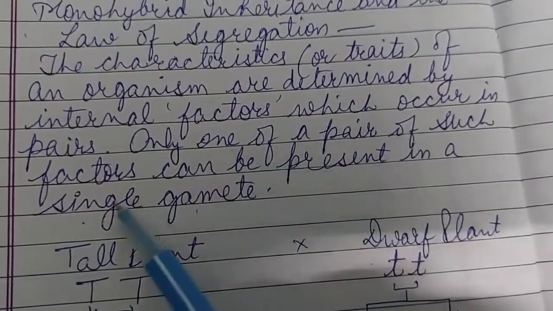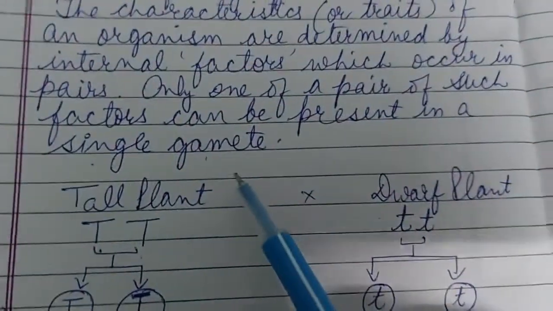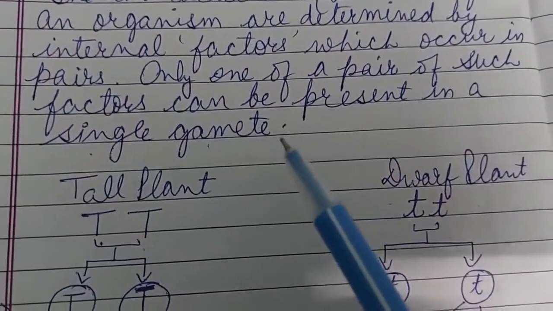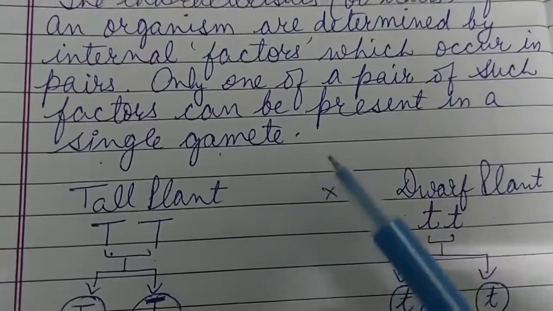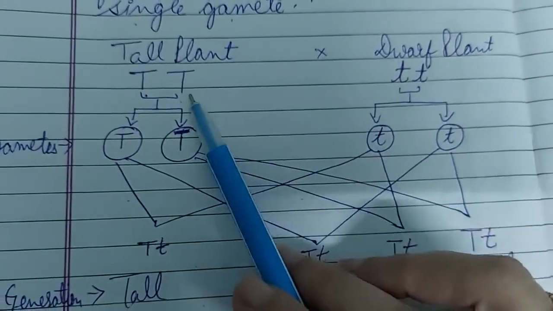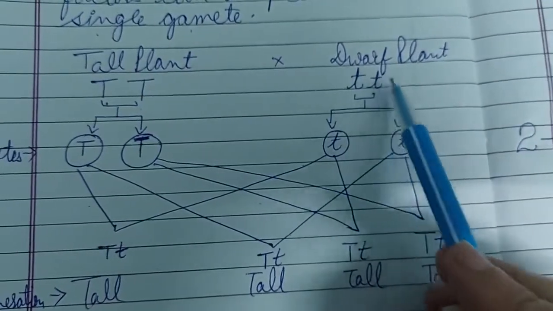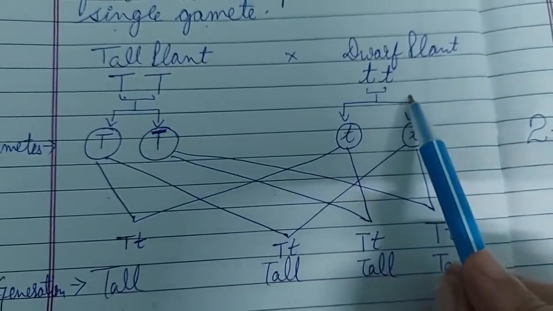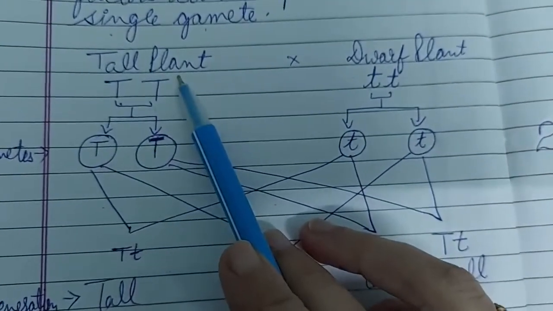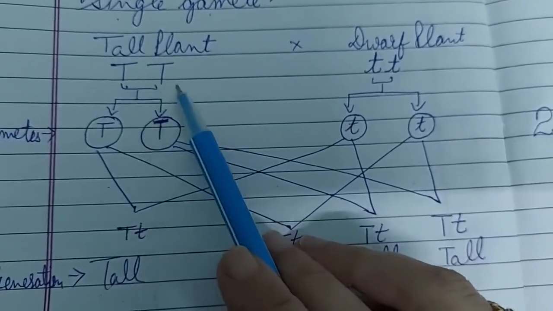Only one of a pair of such factors can be present in a single gamete. So when there is gamete formation, there is no pairing in gametes. The pair will segregate and form two gametes. There is a cross between the father cell and the mother cell. So there is one character, tall plant: capital T and small t, capital T and capital T.